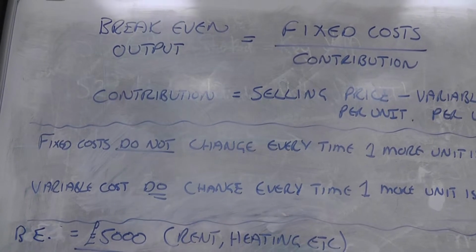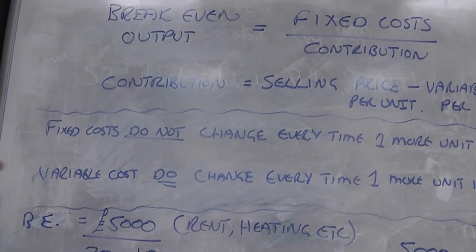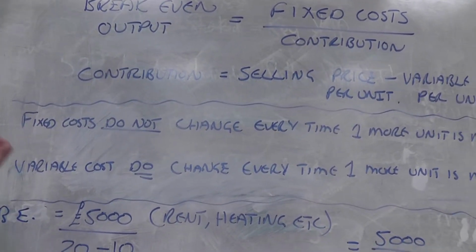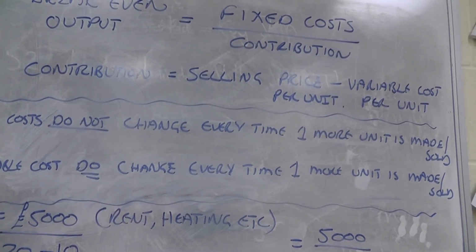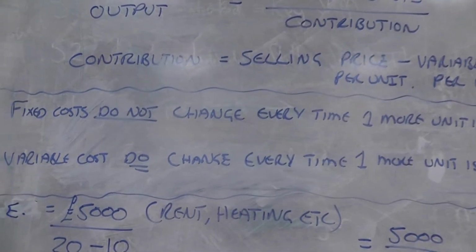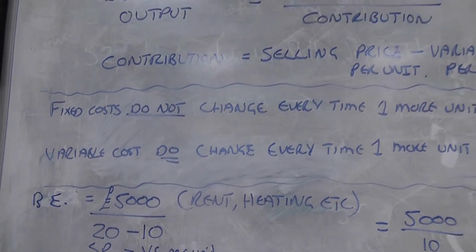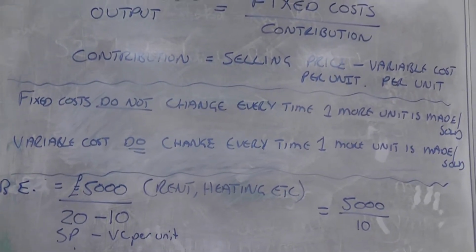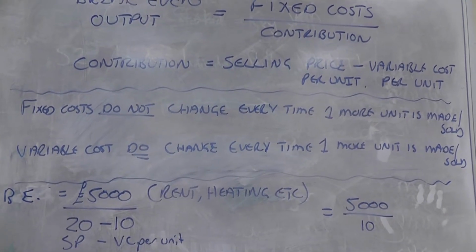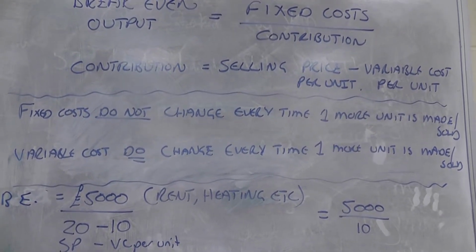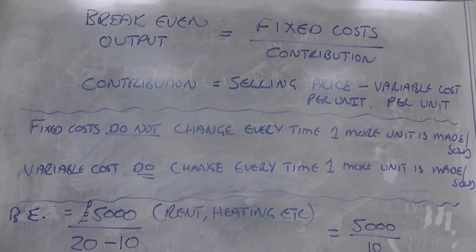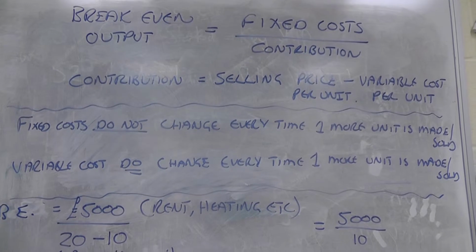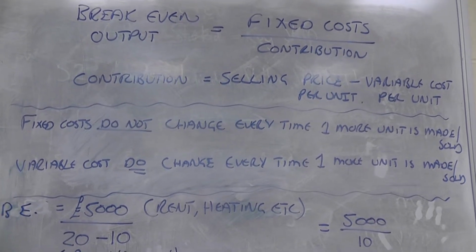So let's make sure we're clear what these terms mean. Fixed costs are the costs you have to pay and they do not change every time one more unit is made or sold. That's going to be things like rent, advertising costs, managers' salaries. Okay? So for example, if I have a building and the rent is £1,000 a week and I don't do any work, I still have to pay £1,000 a week. If I'm really busy, I still only pay £1,000 a week.